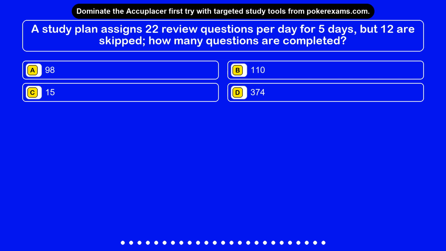Question 1. A study plan assigns 22 review questions per day for 5 days, but 12 are skipped. How many questions are completed? Option A, 98. Option B, 110. Option C, 15. Option D, 374.